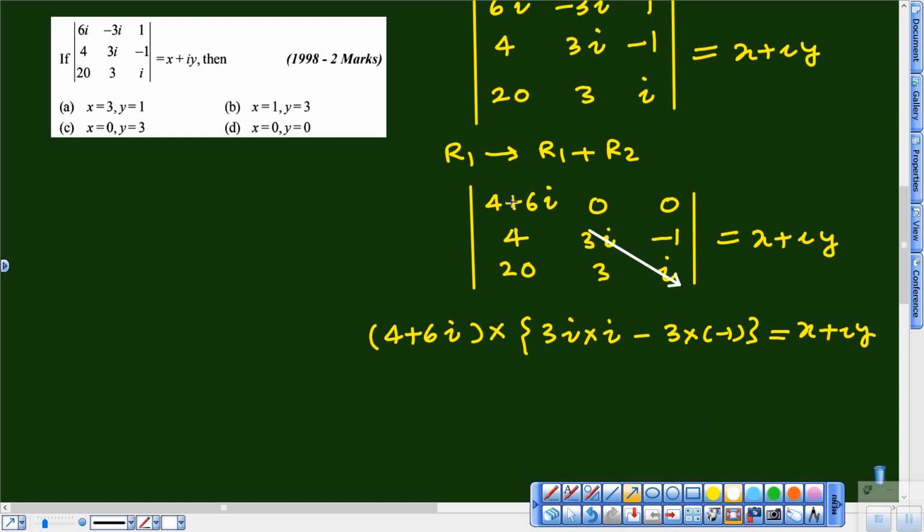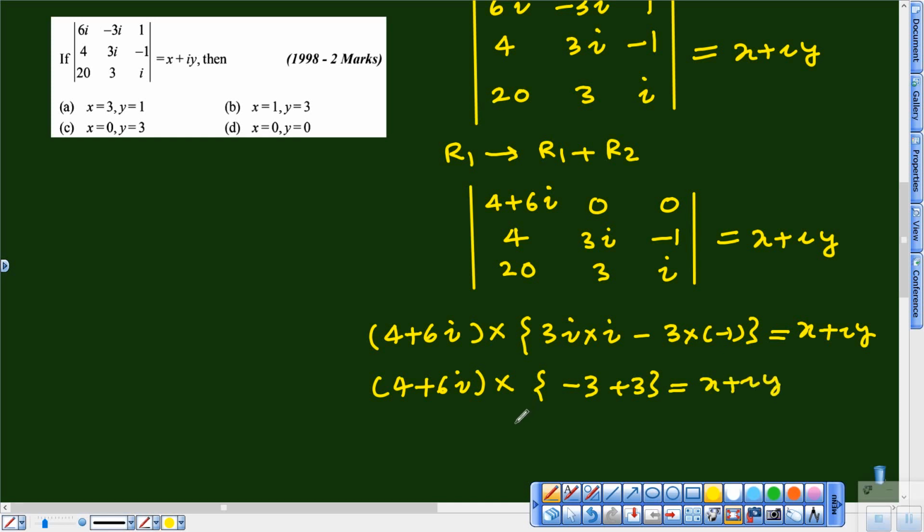Will it be or not for the cofactor of 4 plus 6i? And this will be the secondary diagonal. You can see that the principal diagonal would be 3i into i and minus the secondary diagonal would be 3 into minus 1 is equal to x plus iy. Now you can see that this remains 4 plus 6i. I don't have to do anything with that at all. And this becomes i into i, i square is minus 1, that's why this becomes minus 3. And minus into minus becomes plus, that's why 3 is equal to x plus iy.